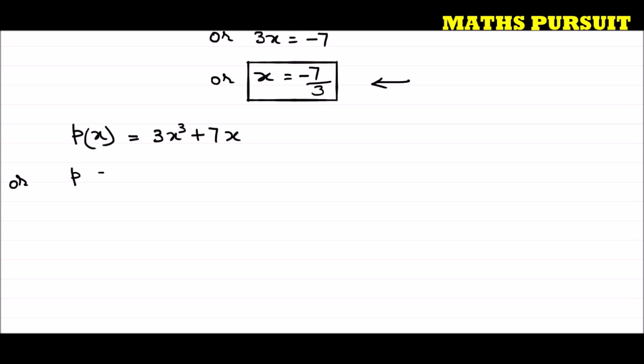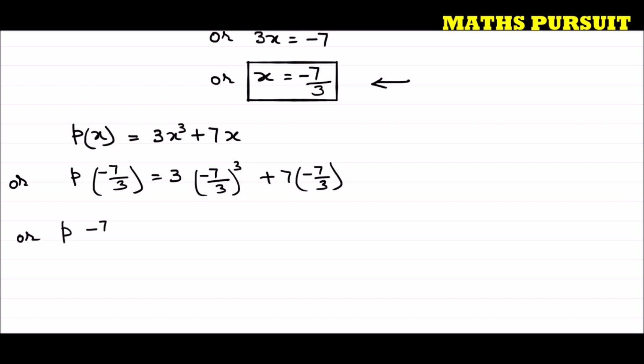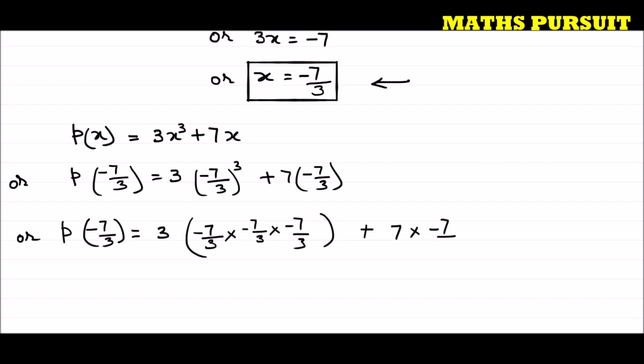Or I can write P(-7/3) = 3 × (-7/3)^3 + 7x. What I am doing here, guys, is I just replace the value of x by -7/3. Now, P(-7/3) = 3 × (-7/3) × (-7/3) × (-7/3) + 7 × (-7/3).